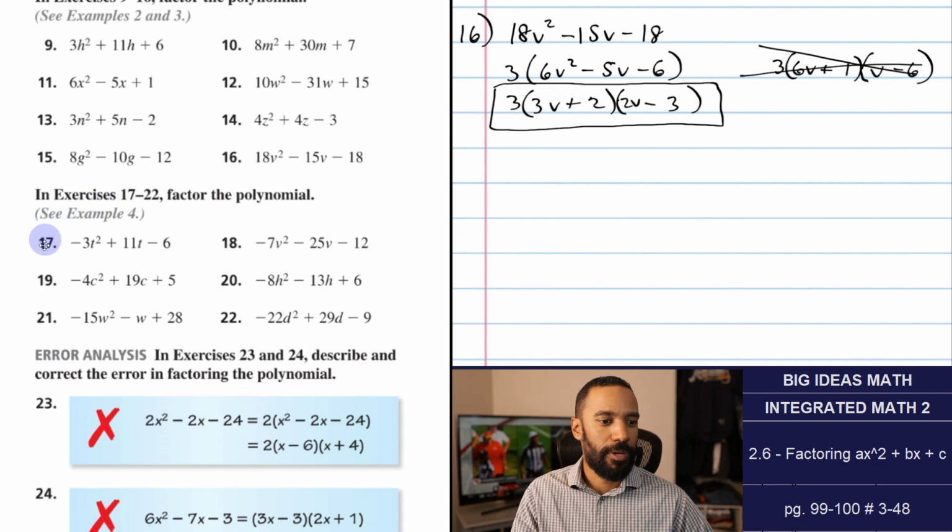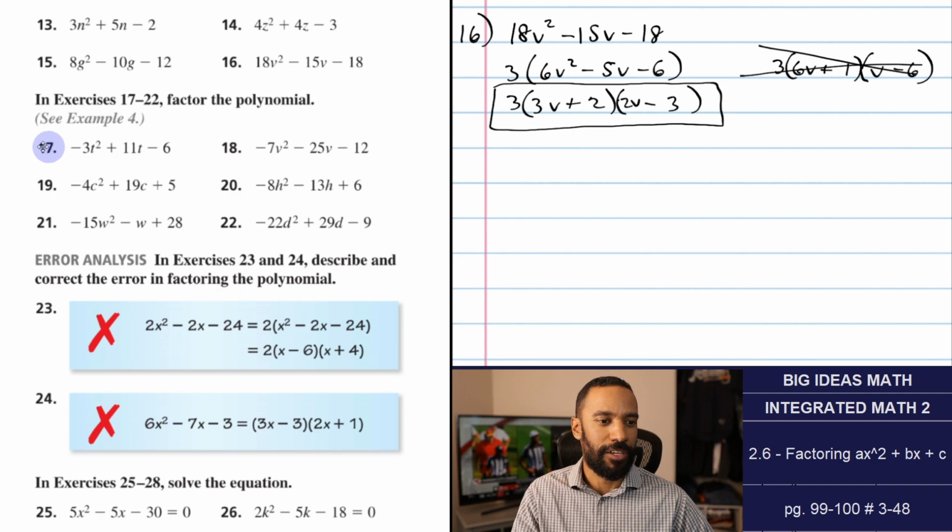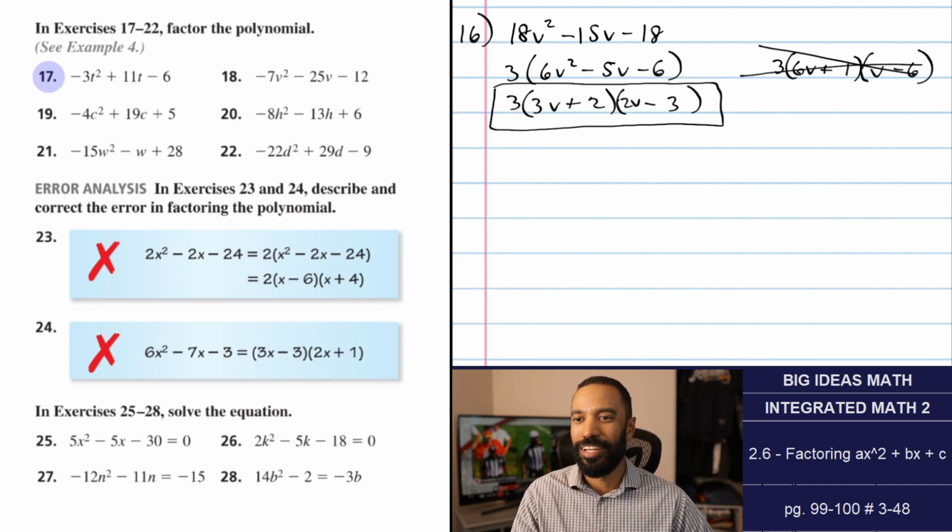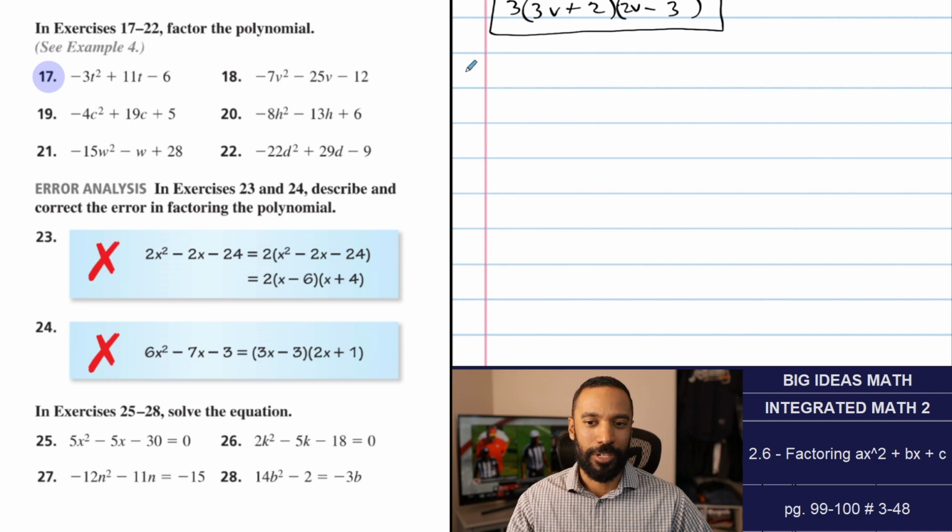Okay, factor the polynomial. We're going to these. Now, if you notice, all of these have a linking chain. They all have a common trend here, which is a negative leading term.